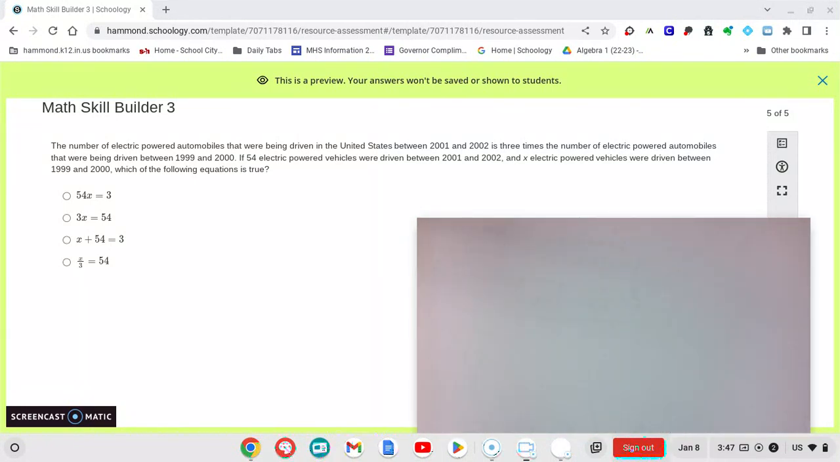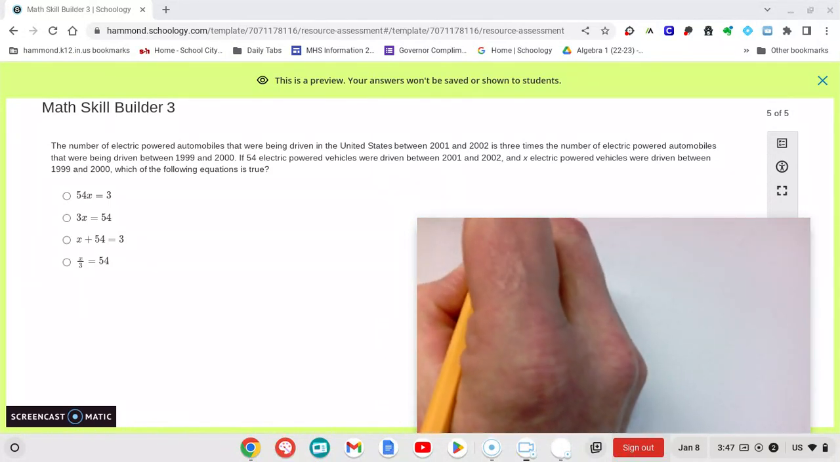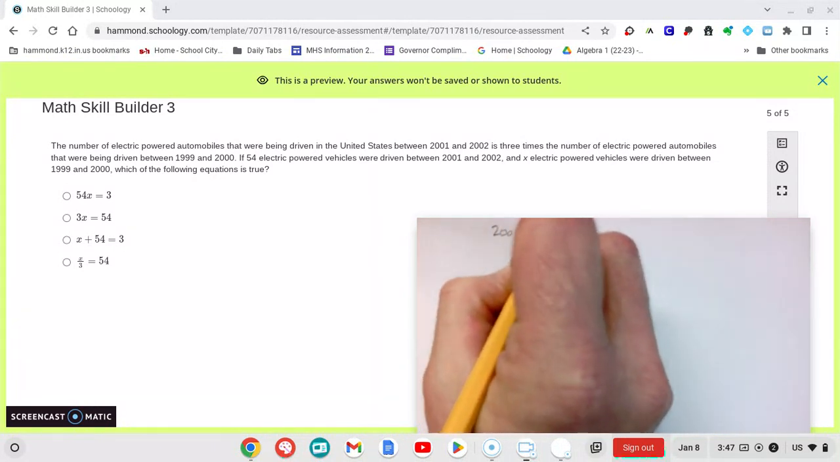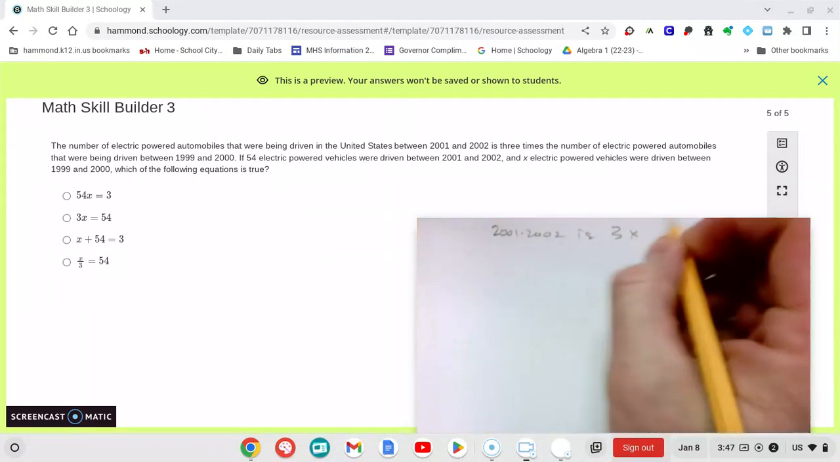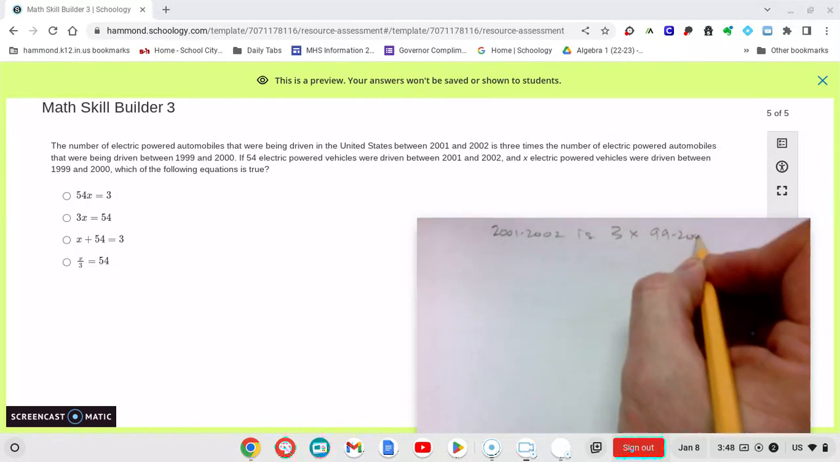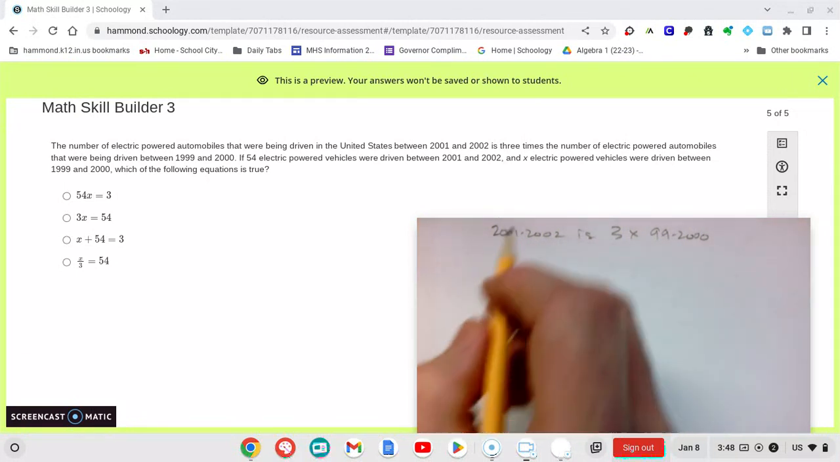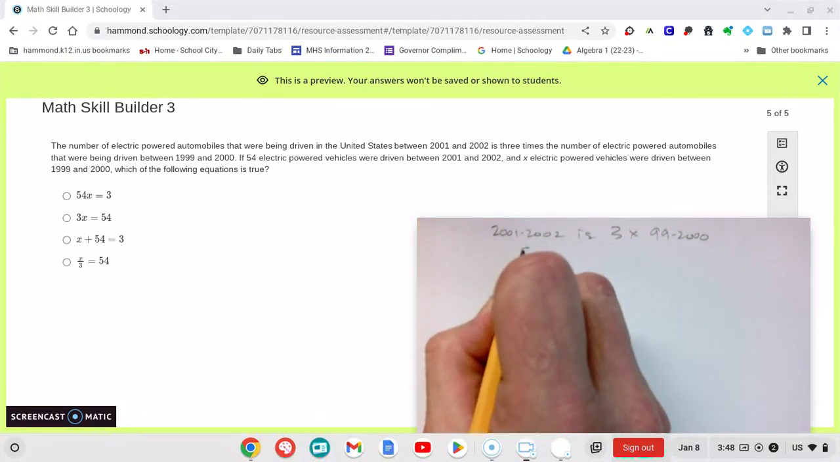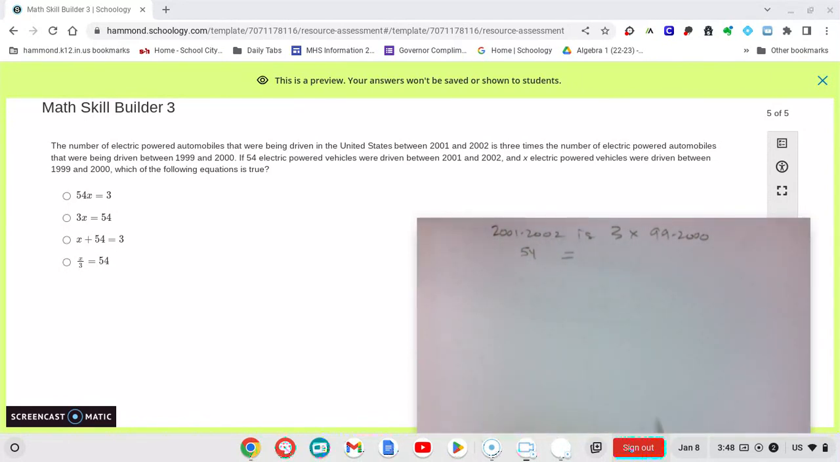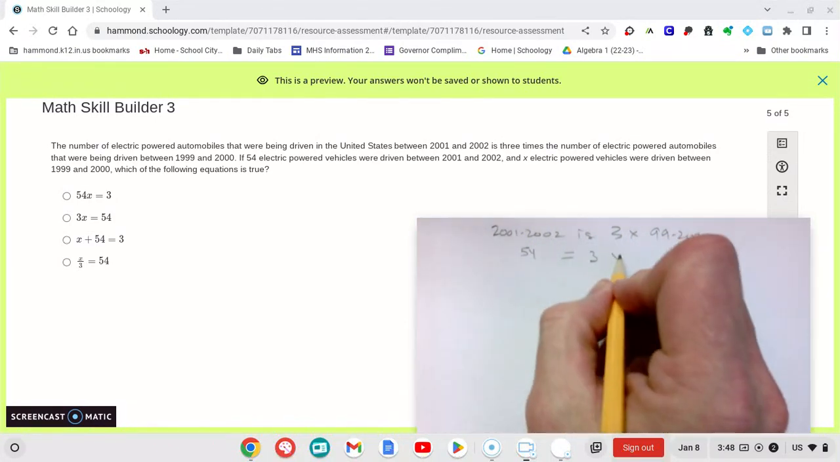The number of electric-powered automobiles that were being driven in the United States between 2001 and 2002 is 3 times the number of electric-powered automobiles that were being driven between 1999 and 2000. So 2001 to 2002 is 3 times 99 to 2000. So let's go ahead and plug in what we know. 54 electric-powered vehicles driven between 01 and 02. You see that tells you equals 3 times the number from 99 to 2000, which was x.